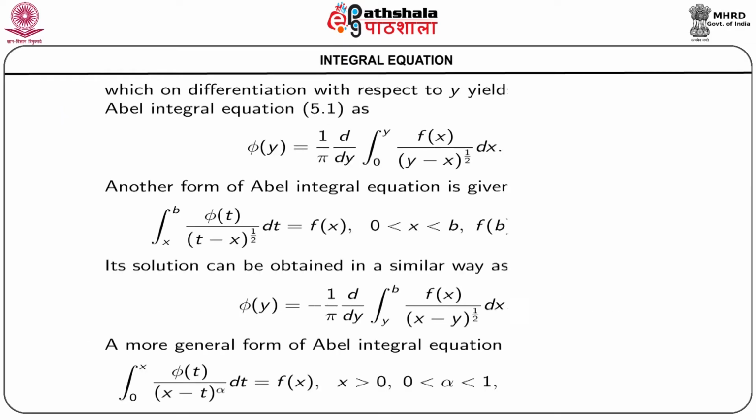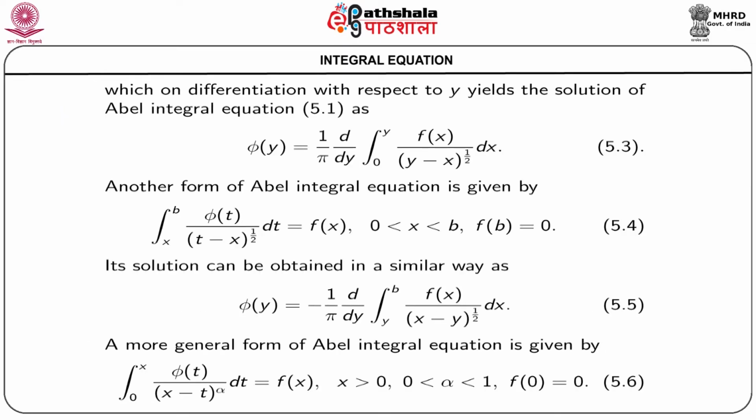If the lower range of integration is variable and upper range is a constant, then the integral equation is given by equation 5.4. Here the range of integration is from x to b, and of course f b equal to 0, and the kernel is root over t minus x to the power half. This is another form of Abel integral equation.